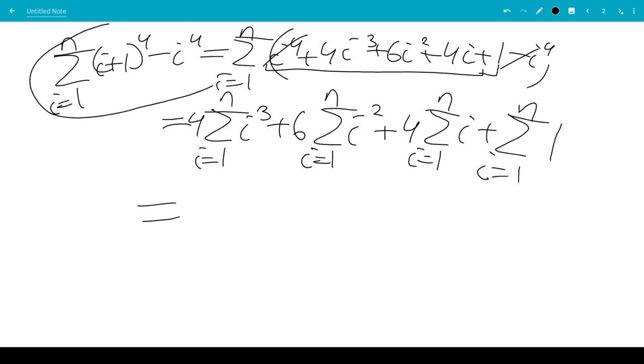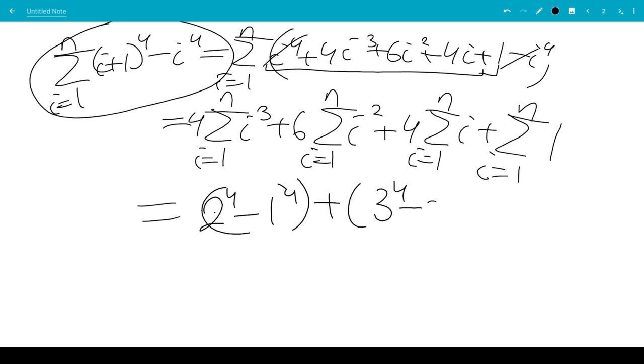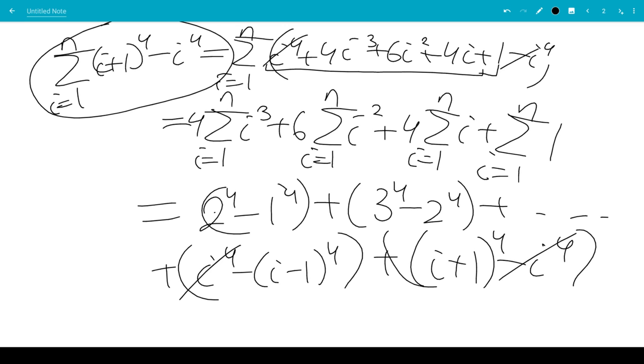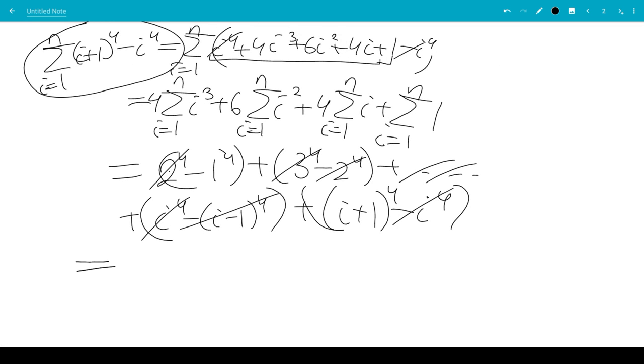But this is telescoping. This will be 2 to the fourth minus 1 to the fourth, plus 3 to the fourth minus 2 to the fourth, and so on, plus the i minus 1 term would be i to the fourth minus (i minus 1) to the fourth, and (i+1) to the fourth minus i to the fourth. This and this will cancel, 2 to the fourth and minus 2 to the fourth will cancel, 3 to the fourth and minus 3 to the fourth will cancel, leaving us with (n+1) to the fourth minus 1.